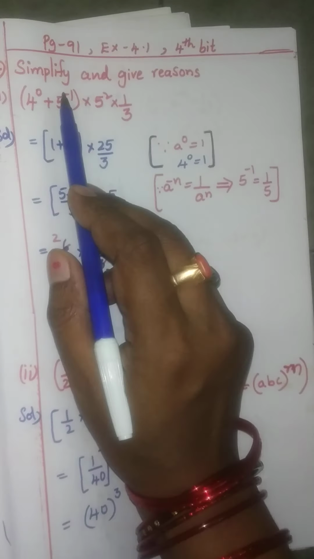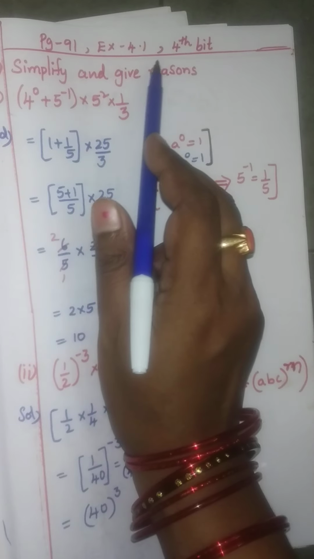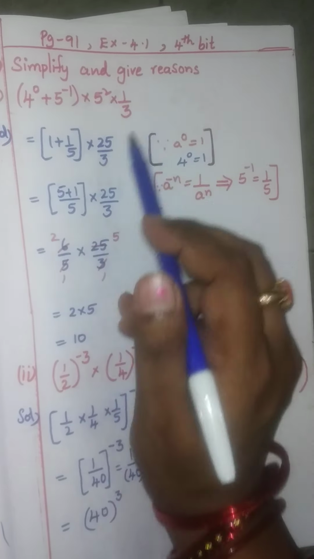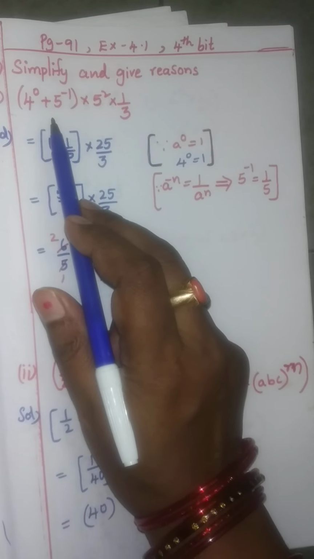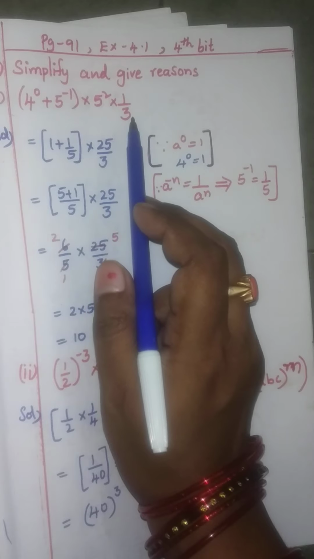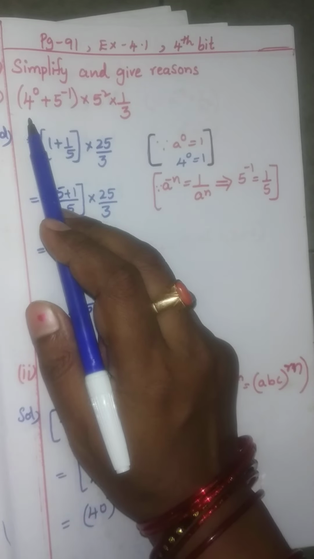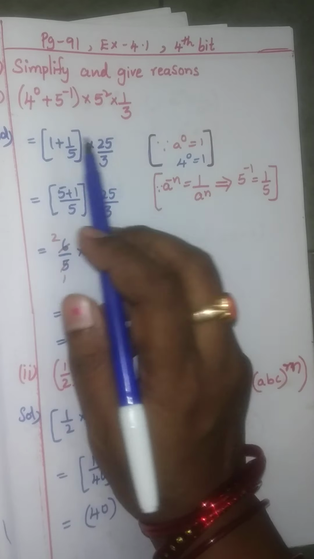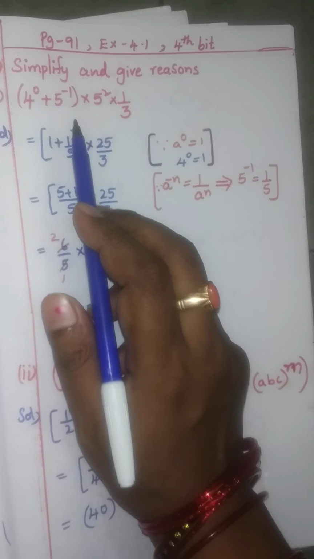Now let us see page number 91, exercise 4.1, fourth bit. Simplify and give reasons. What is the question here? 4 power of 0 plus 5 power of minus 1 into 5 square into 1 by 3. 4 power of 0. Any number to the power of 0 is 1. So 4 power of 0 also is 1.